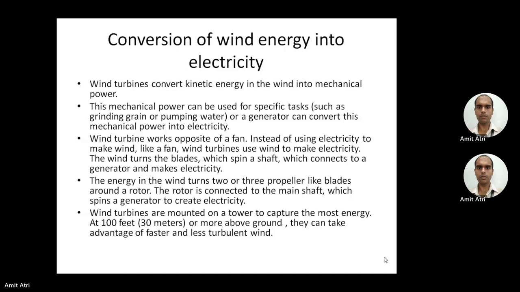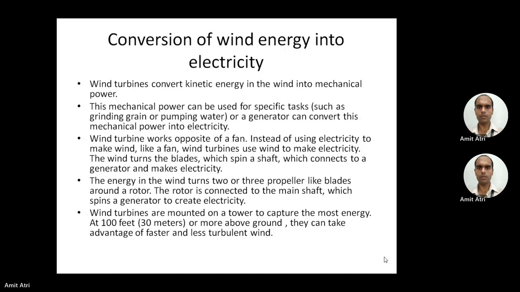So the working of a wind turbine is opposite to that of a fan. In a fan, what is happening? The electricity that is supplied is converted into mechanical energy, which is available at the wings or the blades of the fan. Now here, instead of using electricity to make wind, the wind turbines use the wind energy to make electricity. Means the working is absolutely reverse. Wind energy is available, and using that we are producing electricity. The wind turns the blades, which spin a shaft connected to a generator, and we are getting electricity.